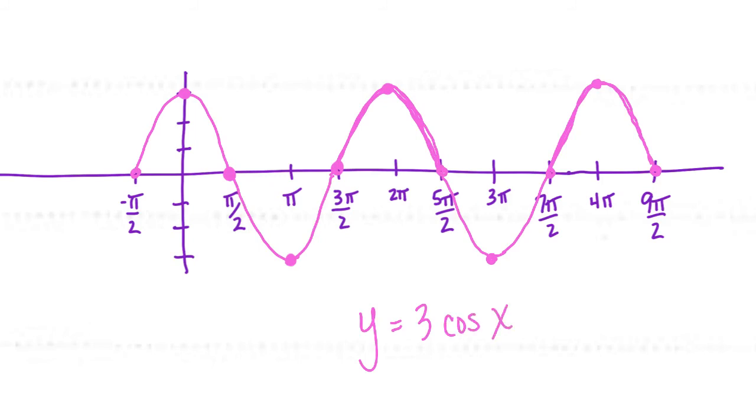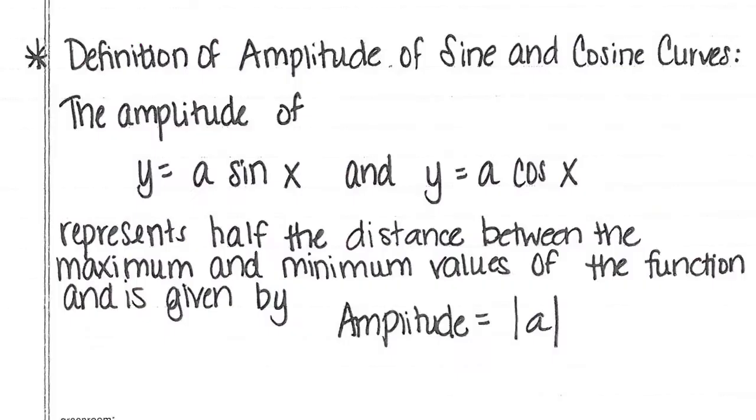And they asked us to graph it on the interval from negative pi over 2 all the way to 9 pi over 2. Well, we talked a little bit about amplitude, and I'm going to go ahead and show you the definition of amplitude of sine and cosine curves. Amplitude is y equals a sine of x, y equals a cosine of x. And notice it represents half the distance between the maximum and the minimum. And notice that that amplitude is always going to be an absolute value.